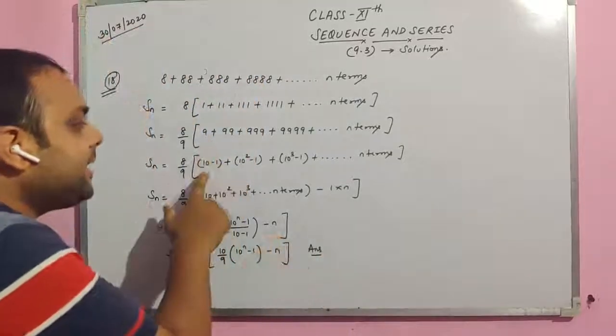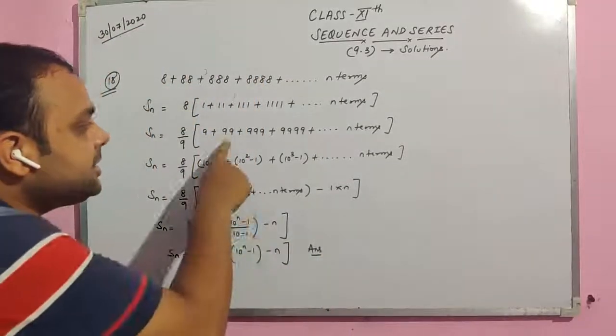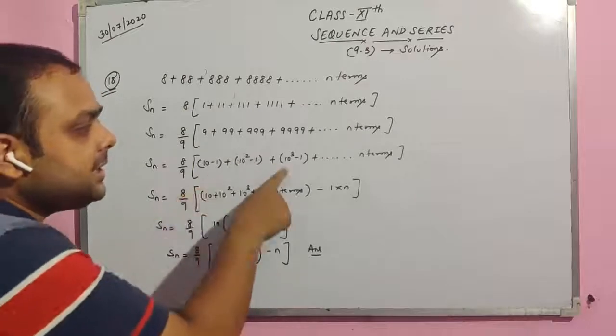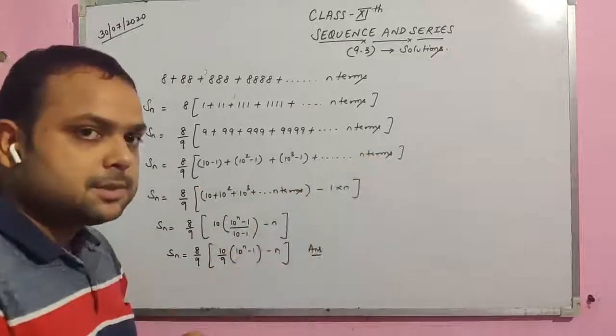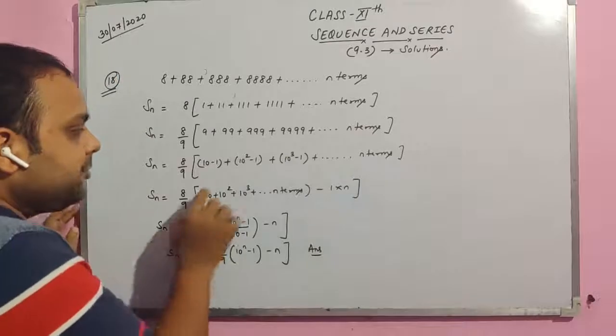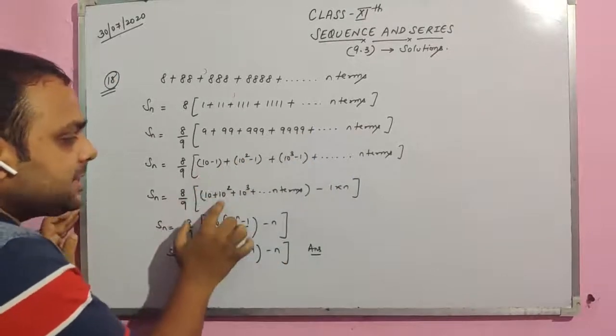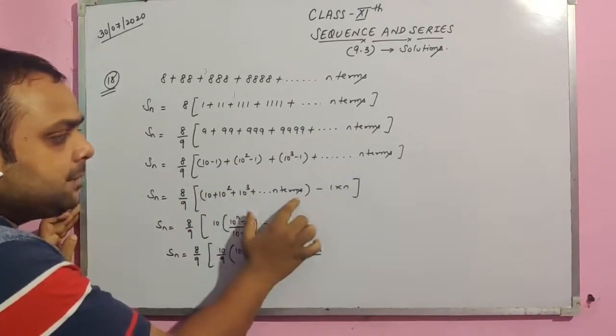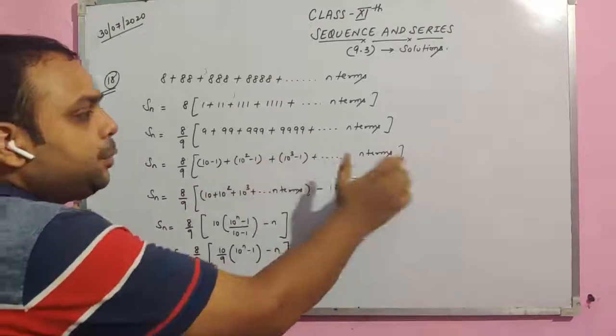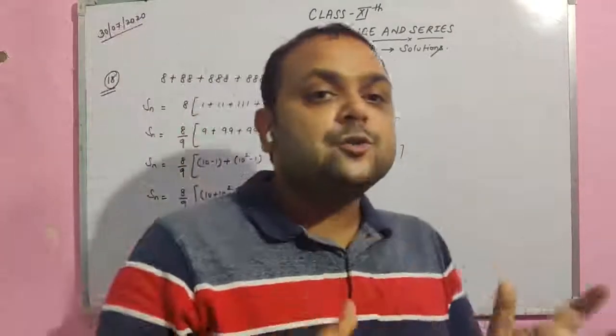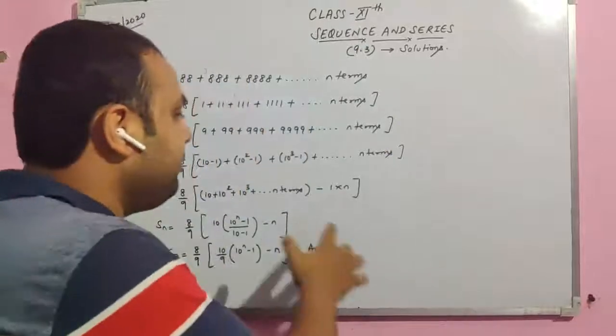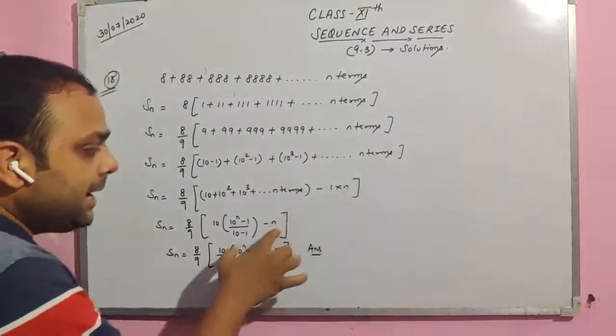Now this 9 can be written as 10 minus 1. This is 10 square minus 1. This is 10 cube minus 1 up to n terms. After this we get a series 10 plus 10 square plus 10 cube up to n terms, and minus 1 is repeated up to n terms. So minus 1 is going to multiply with n, which gives minus n.